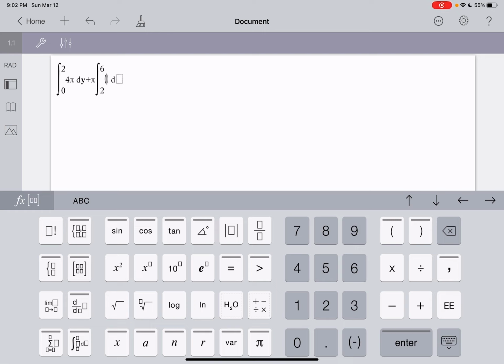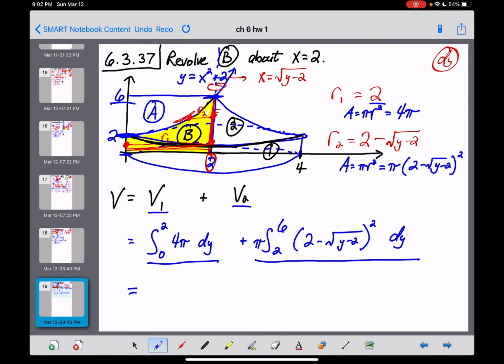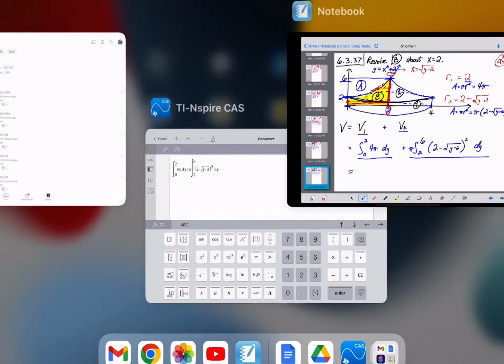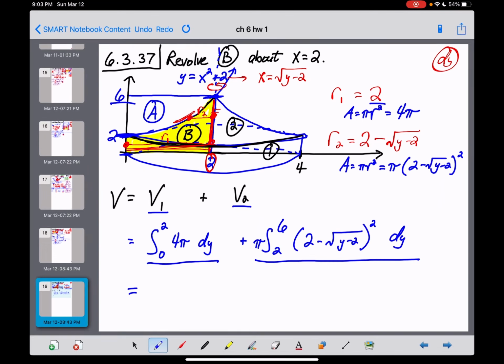Okay, so let me start my parentheses, and then 2 minus the square root of y minus 2. Get out of the radical, get out of those parentheses, square all of that, and do this with respect to y. Okay, I think I've got everything typed in there correctly. I believe I remembered the pi in both integrals, which is always a common thing people forget to do. Okay, so let's hit enter here, and we get this answer of 32 pi over 3, which I think is the answer the solutions manual said that we were looking for as well.